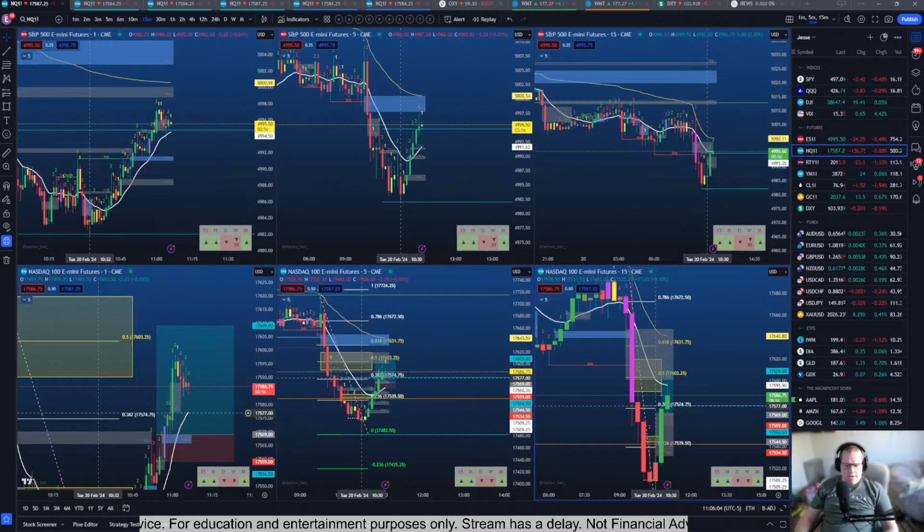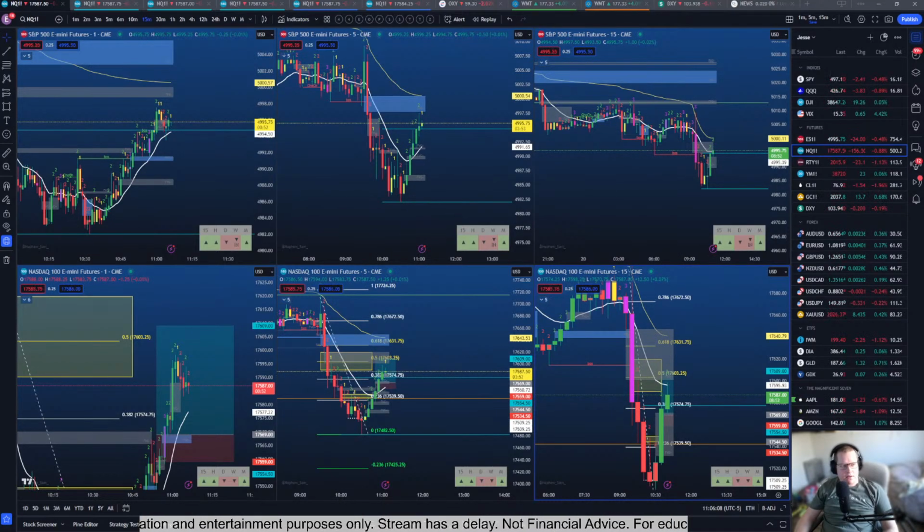As long as it holds over this 1 minute fair value gap, I'm interested in longs. Otherwise, not super interested. It's an insane challenge. It's a challenge. I think it's a competition.